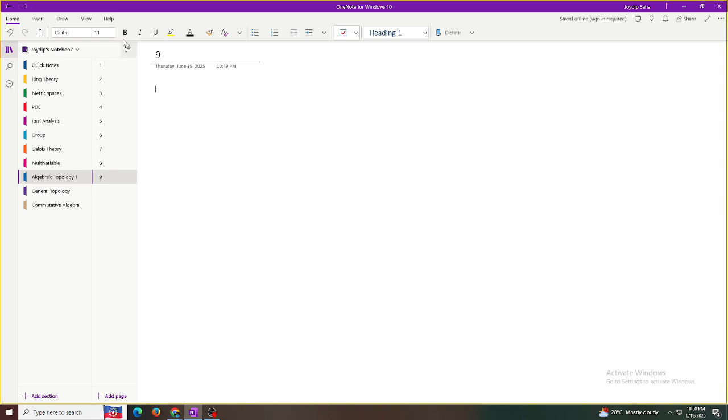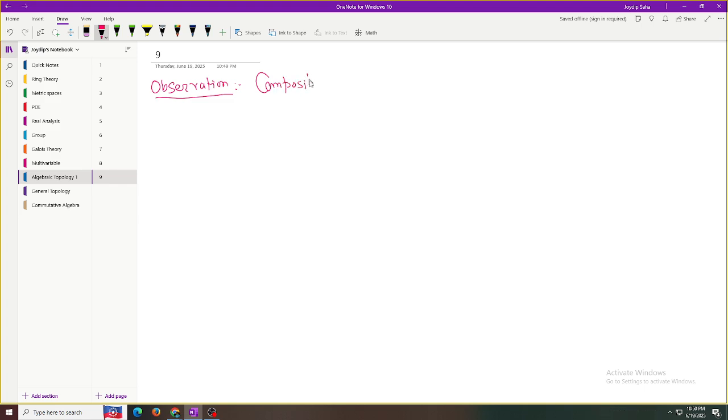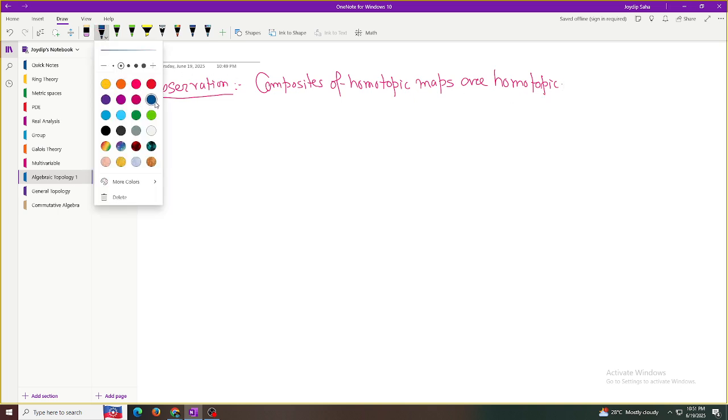Okay. From the last observation, the composite of homotopic maps are homotopic. This is a beautiful exercise.